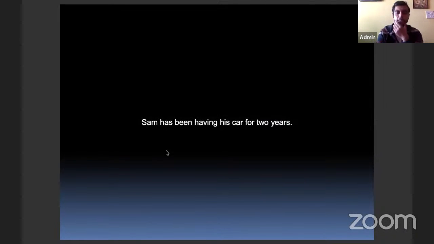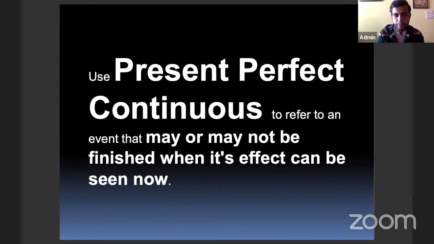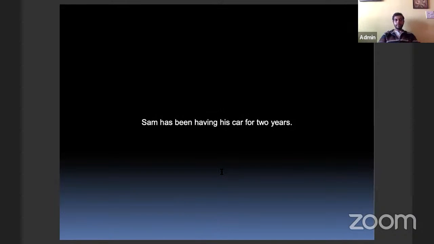Now, Sam has been having this car for 2 years. Again, look at it here. Refer to an event that may or may not be finished when its effect can be seen now. Sam has been having his car for 2 years. Correct? Incorrect? If incorrect, what is wrong with it?